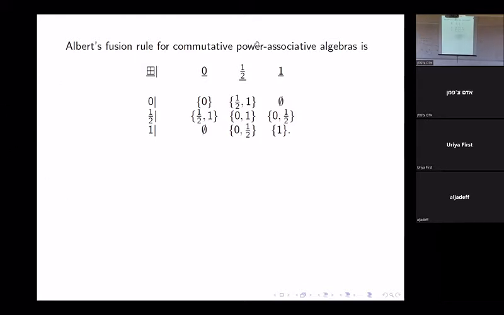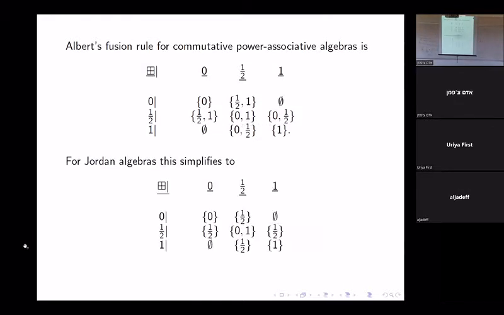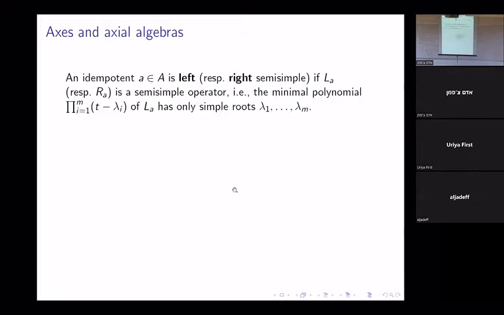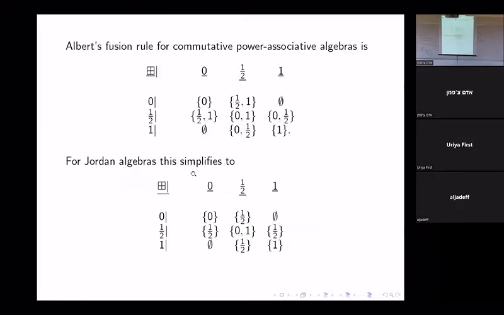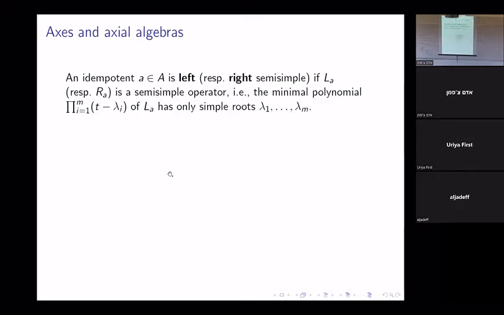If you have any questions, it's hard for me to see you, so please just talk out. The fusion rule for commutative power associative algebras is this. That's what I wrote before. And for Jordan algebras, it's simply this, that the product of two components is always a component, except the half times the half is the 0 component plus the 1 component. So that's still not enough to say much.